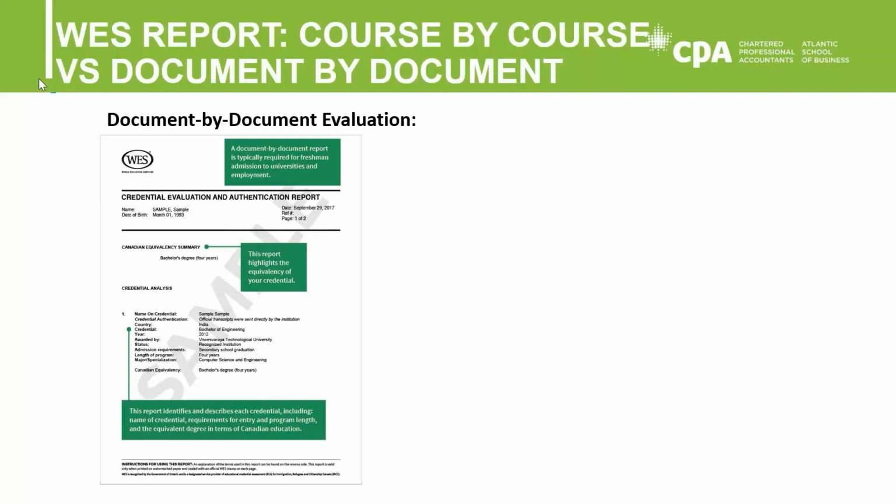It would only give the equivalence for the degree, and it highlights the equivalence degrees in terms of Canadian education. So for those folks who have a degree but didn't study business or accounting and would only need the verification of your degree as entry into the program, or if you want to complete all of the 14 preparatory courses, you would only need a document-by-document.